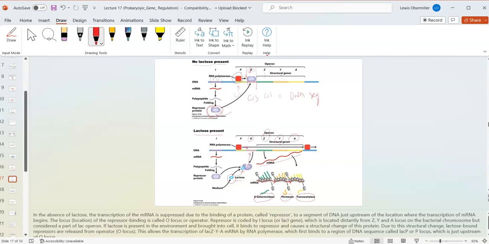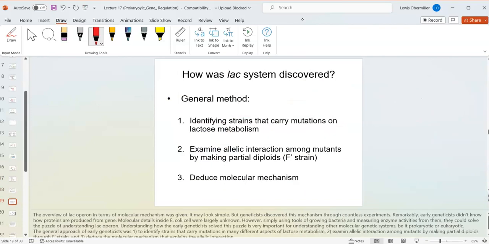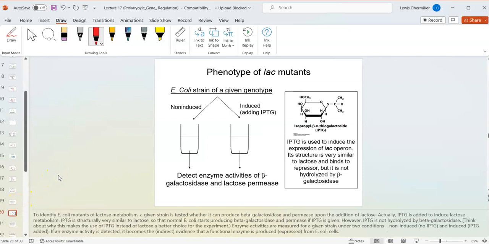But this protein is made. Now it can move into the cytoplasm. So that is a trans-acting factor, and it can go here or anywhere else in the cell. And that's going to be important later. Okay, how was this system discovered? So they identified strains carrying mutations for LAC metabolism. They looked at these partial diploids, these F prime strains, and then they deduced the molecular mechanism behind it. So let's just go on and look at this.